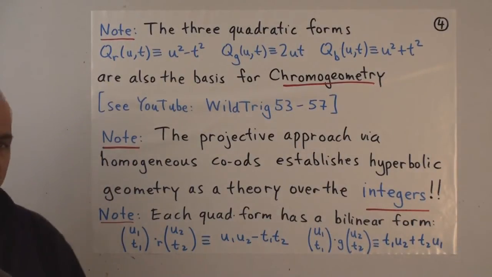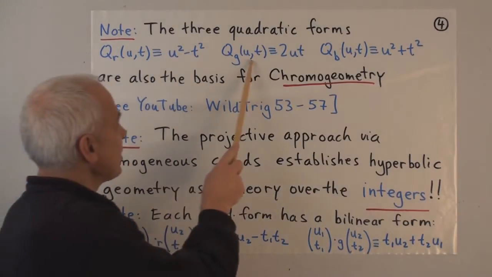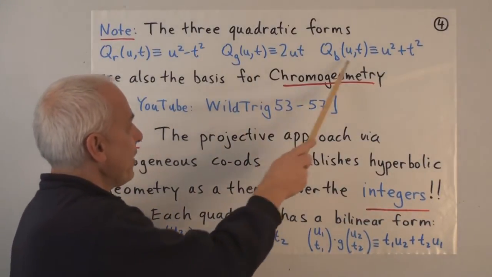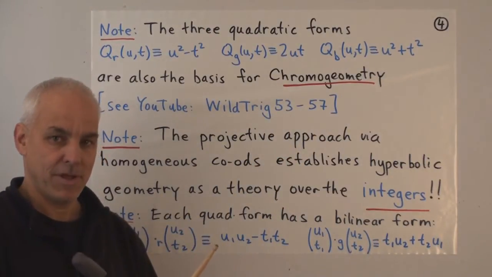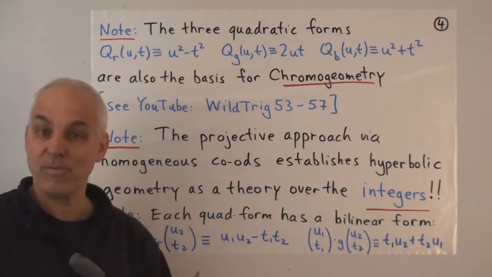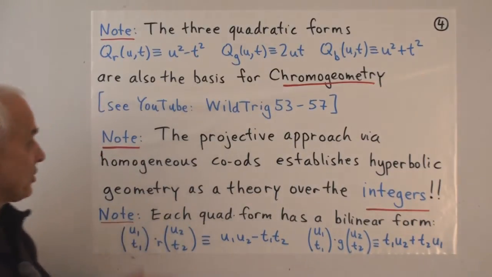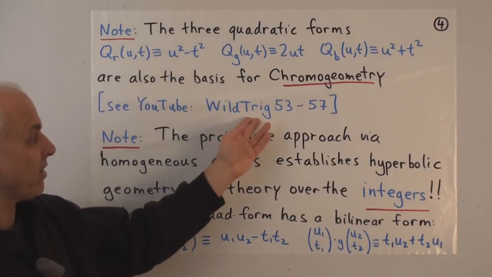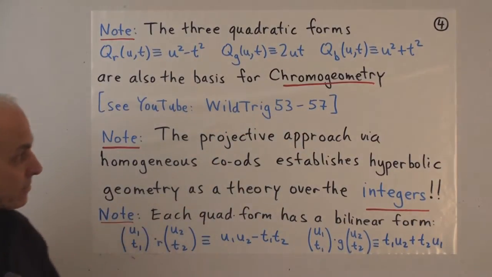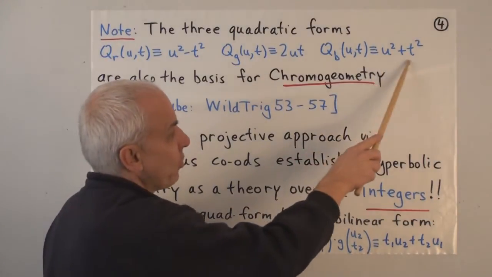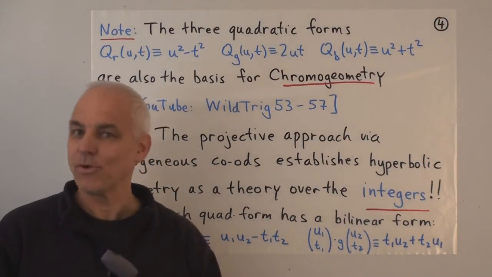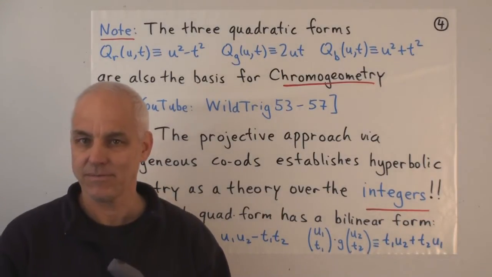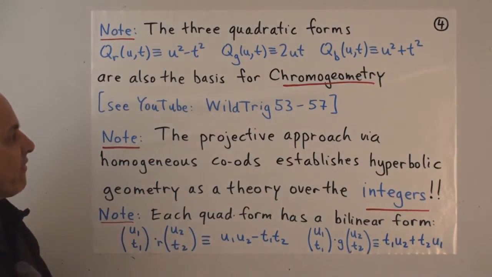The R here stands for red because exactly these three quadratic forms, the red one, the green one, and the blue one, are the basis for chromogeometry, a new development in planar affine geometry, which is described in my YouTube series Wild Trig 53 to 57. This quadratic form here is the usual one associated with Euclidean geometry. These two quadratic forms are hyperbolic versions of them, closely related to Einstein's special theory of relativity, as described by Minkowski. They're sort of two-dimensional versions of that.